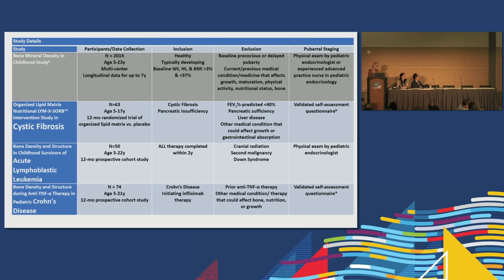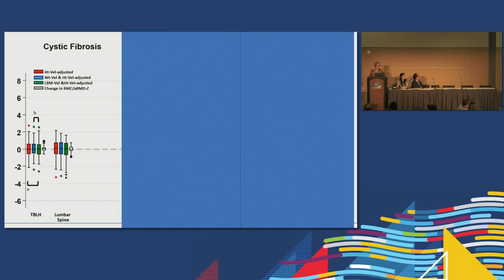Okay, so we developed the models and then we tested them. And we used 3 conditions: cystic fibrosis. We applied this to individuals who were no more than 2 years out from definitive treatment for their acute leukemia, generally about 6 months out. And then we looked at individuals who were starting on infliximab, a biologic for Crohn's disease. This is where it gets a little complicated, so bear with me. Here in the white, in CF, are the absolute changes in the Z-score.